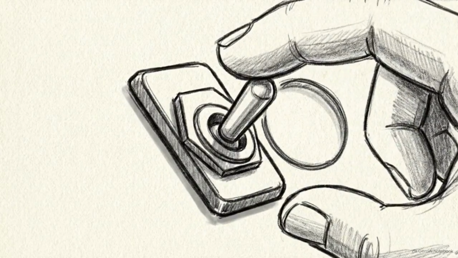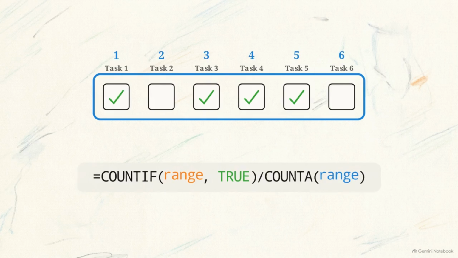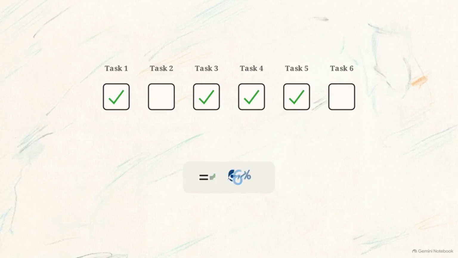The logic here requires us to divide the number of finished tasks by the total number of assigned tasks for each staff member. We use the COUNTIF function, highlight the task row, and type true to isolate checked boxes. Next, we divide using the COUNTA function over the same row to establish our denominator, counting total assigned tasks.